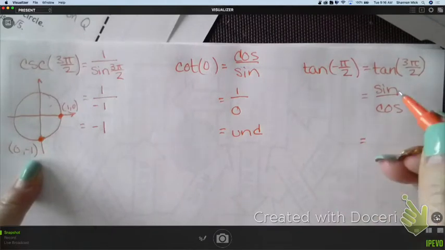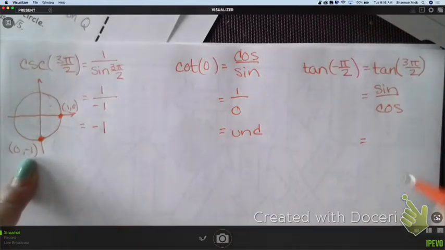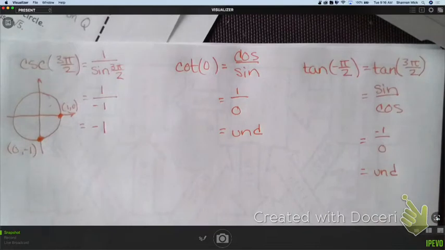Okay, sine is what? Y, so it's -1 over 0. Oh, it's still undefined. So your first section is all quadrantals. You'll just be finding secant, cosecant, cotangent, tangent. Use those identities to help you.